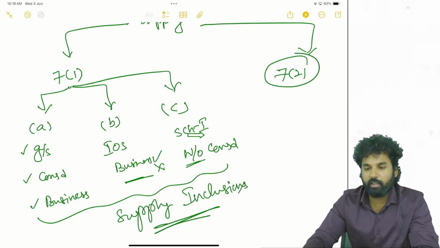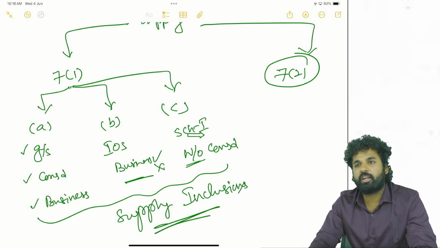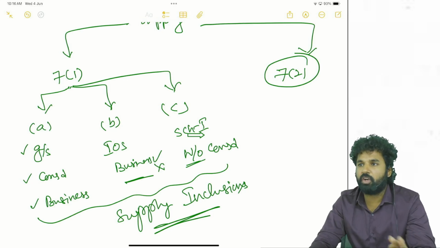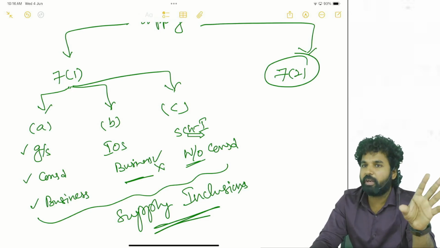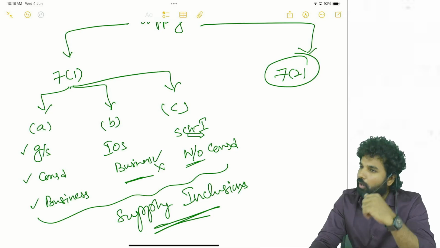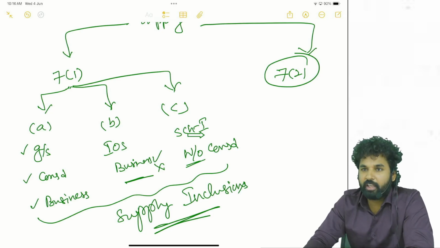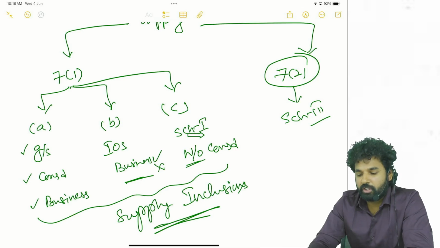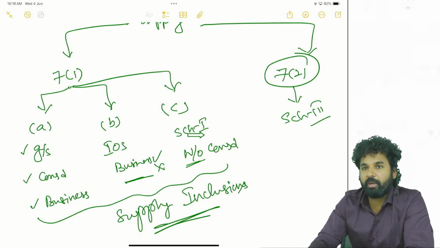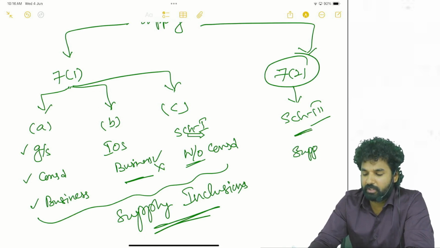7.2 is telling that even though all the conditions under section 7 subsection 1, whether it may be clause A, clause B, or clause C, all the conditions enumerated under section 7 subsection 1 are being met, even though all the conditions are met, if the activity is mentioned in schedule 3, then it will not be treated as supply. So that means supply exclusions.